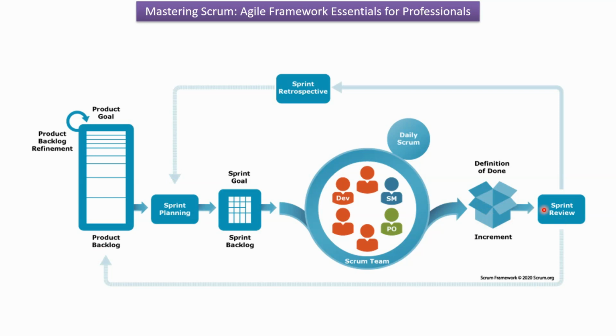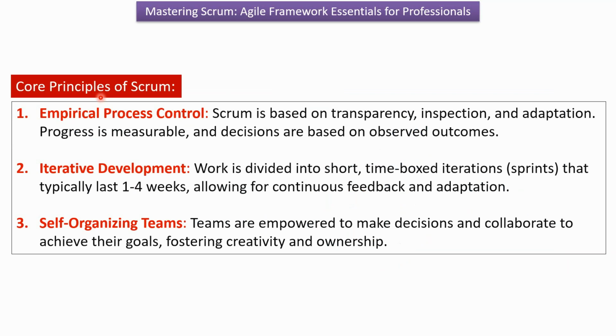And also at the end of the sprint, the retrospective meeting will happen, and in that meeting, the team will discuss what went well and what could be improved. Those inputs will be given to the sprint planning, which will be used for the next sprint. Now we will see core principles of Scrum. The first point is empirical process control. Scrum is based on transparency, inspection, and adaptation.